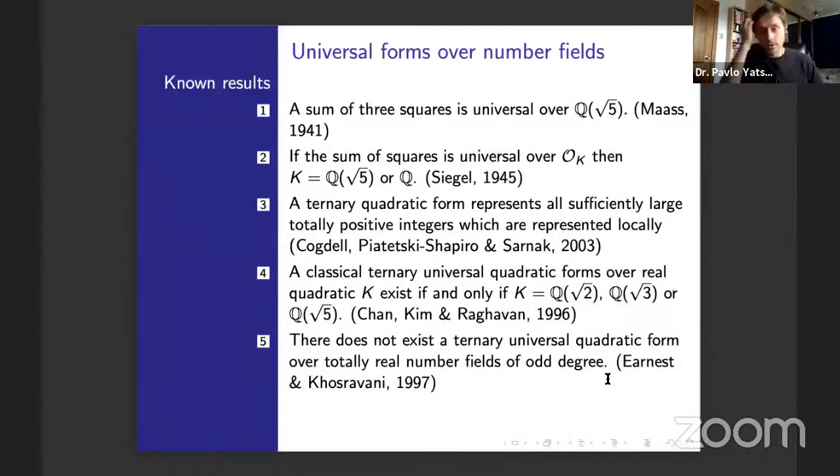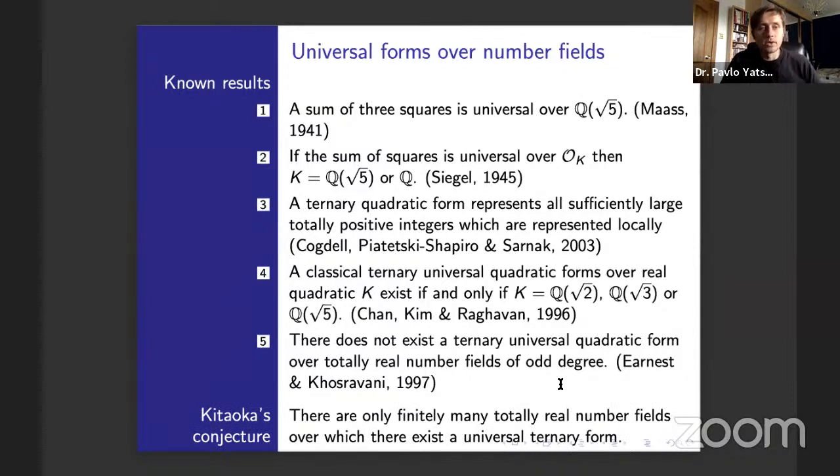Okay, so clearly we see that for having a universal ternary form over a totally real number field, the degree of the number field needs to be even. And this is a conjecture of Kitaoka, which says that there are only finitely many number fields over which there exists a universal ternary form. So he says that although obviously there exist universal ternary quadratic forms, those cases are quite rare and they're finite.